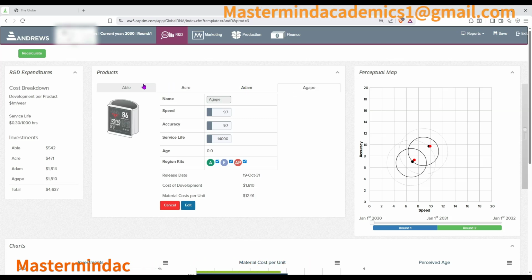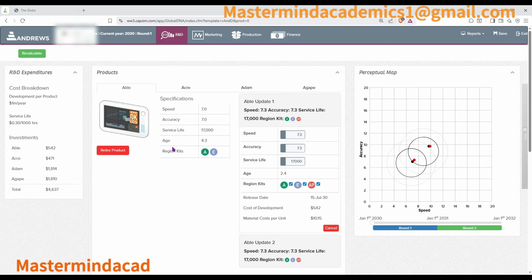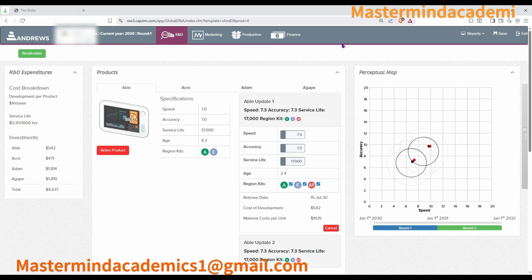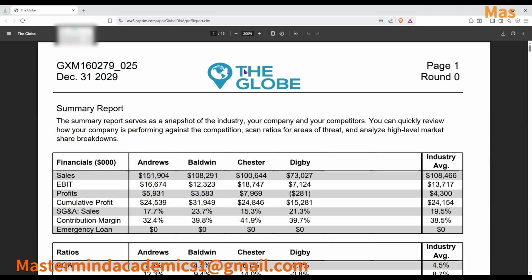So before making any decisions for the COMPXM Global DNA round 1, I'm going to take you through the globe, which is now our report, before we make the decision. So under the globe, it's cool for you to go through the report so that you can know what customers need for each and every department. And actually this is the round 0 report. So we are just getting started with round 1.